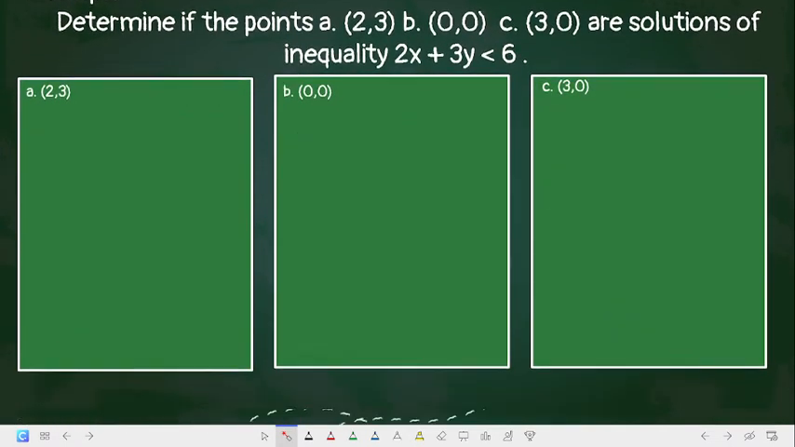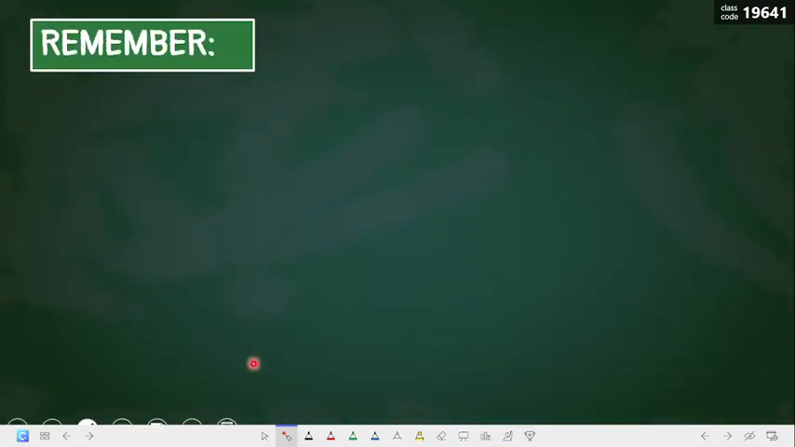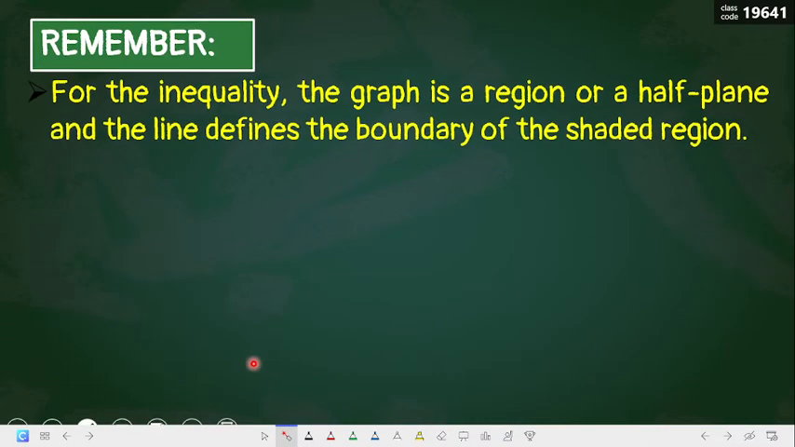Okay, so now, let's proceed to graphing linear inequalities into variables. So, dito mo nagagamitin yung mga coloring materials mo or highlighter and your graphing paper and ruler. Okay, so first, you should remember that for the inequality, the graph is a region or a half plane and the line defines the boundary of the shaded region. So, meron tayo ditong tinatawag na region or half plane and then yung line para maging boundary ng shaded region.